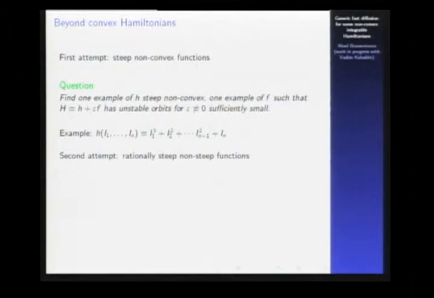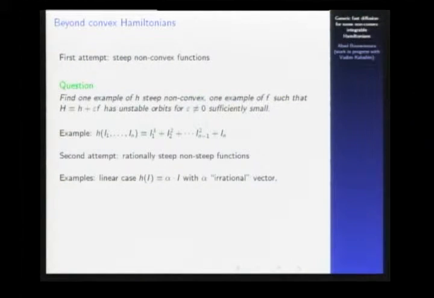Rationally steep, non-steep function. So now I will give an example of what is rationally steep. Here's some example. You can consider a linear Hamiltonian. If you take the definition of steep, a linear Hamiltonian is never steep, actually. But it can be rationally steep. In this case, you take the scalar product, the inner product of a vector alpha with I, and assume that alpha is an irrational vector, or a non-resonant vector. In this case, it's steep.